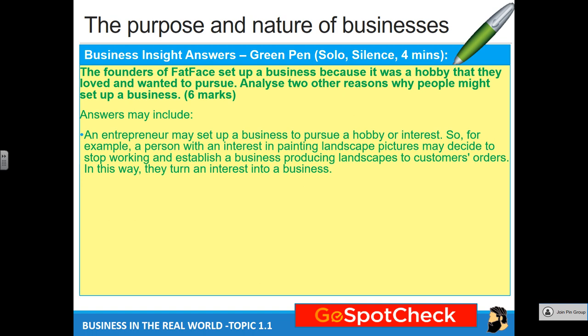An entrepreneur may set up a business to pursue a hobby or interest. So for example, a person with an interest in painting landscape pictures may decide to stop working and establish a business producing landscapes to customers' orders. In this way, they turn an interest into a business. Okay? So that's one reason why someone could do it. A lot of photographers do this. Caterers and, you know, the list can go on.